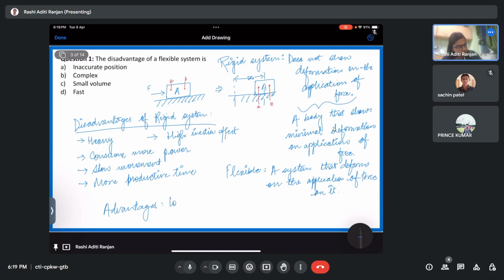It is low weight, then it is going to have less volume. Then it is going to have low power consumption, definitely, because the inertia effect is less, so the power consumption is also less. We can write less inertia. It is cheap. Definitely, it is cheaper. If you go to purchase rubber, it is cheaper than purchasing a metal, right?